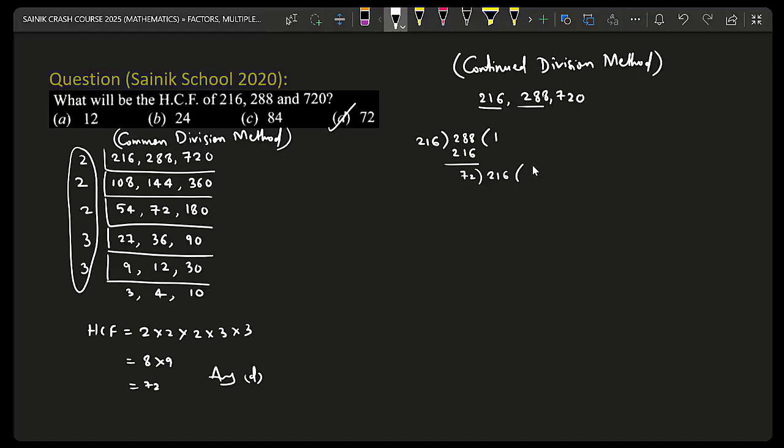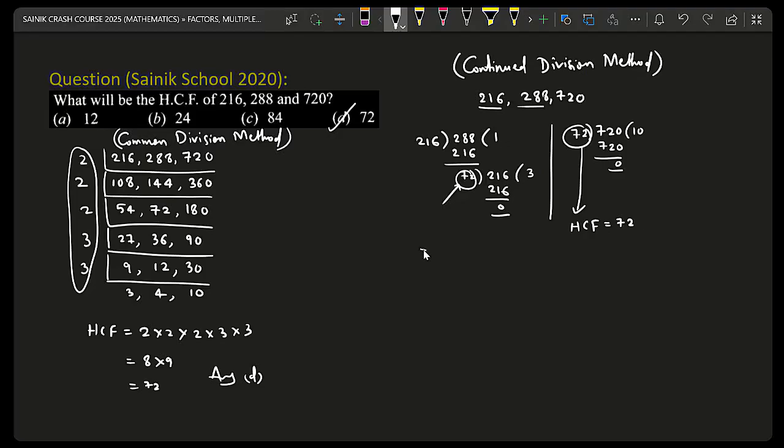What is the quotient going to be? 3. 72 threes are 216. Very good. And we got the HCF. What is the HCF by this process? 72. Very good. Now, how to find the HCF of all the three numbers? With 72, you have to again divide 720. 72 into 10, we got the direct answer, right? So what is the final HCF? 72. We got the same answer from the previous method also.